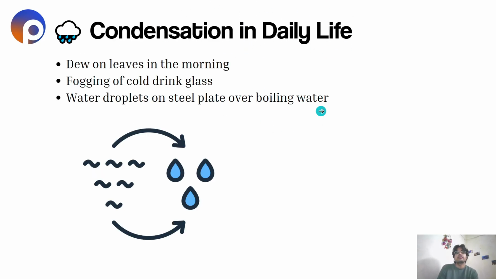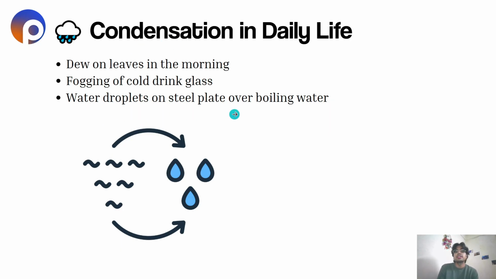Condensation in daily life. Now, condensation is the process where water vapor or gas turns into small droplets of water. Now, dew on leaves in the morning. On the leaves, you'll realize that small droplets of water are there in the morning. Fogging of a cold drink glass. When you put a cold drink into a glass, you'll realize that the glass creates fog around it. So this is also the condensation process.